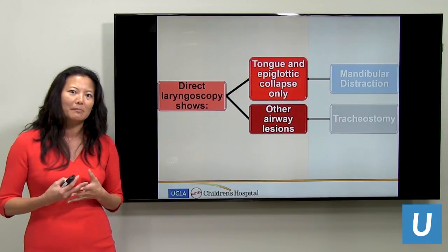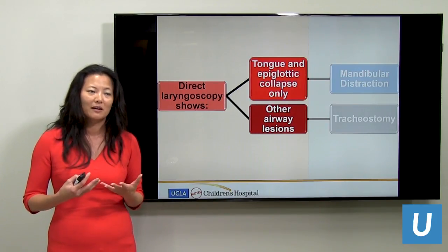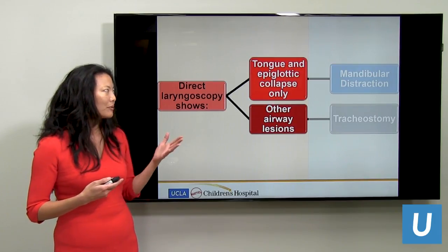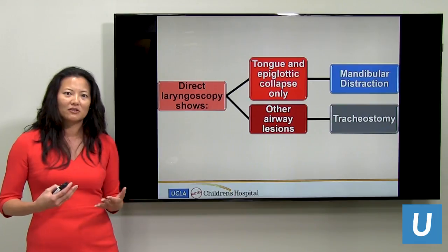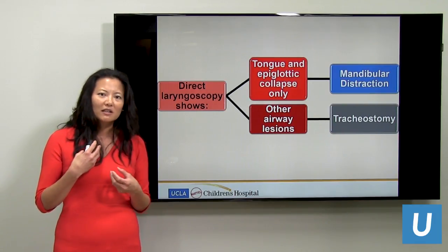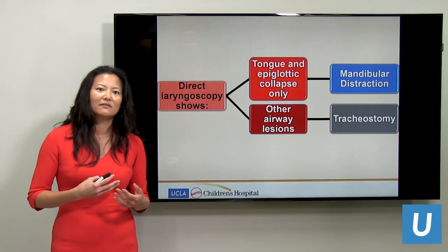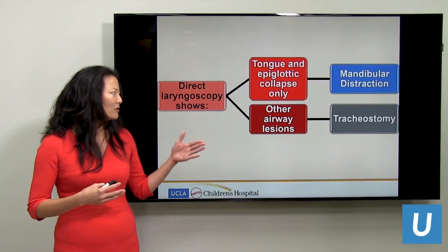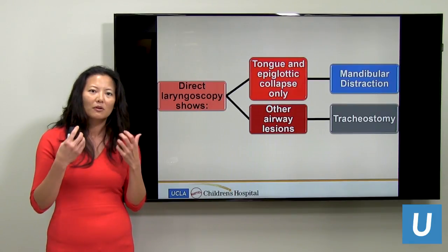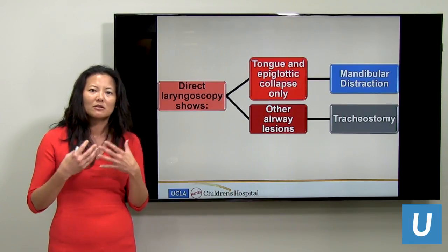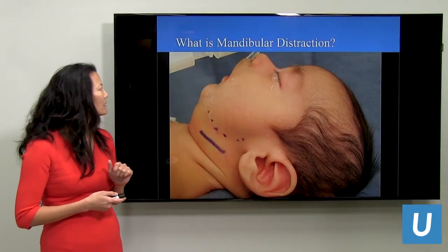The tongue and the epiglottis is your primary problem in terms of collapse of the upper airway. That is a prime candidate for mandibular distraction. Now, if there's multi-level lesions, like there's a tracheal problem, laryngomalacia that's very severe, when you're having those types of issues, then we're looking at a tracheostomy, because the mandibular distraction only addresses the upper airway.